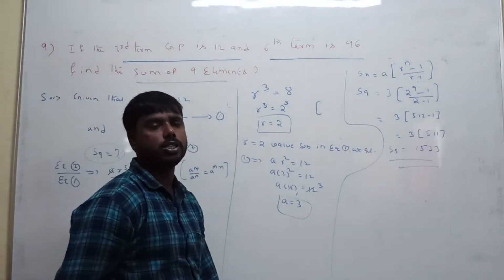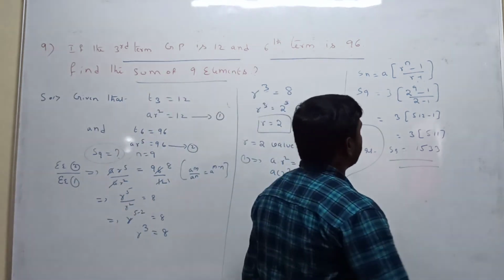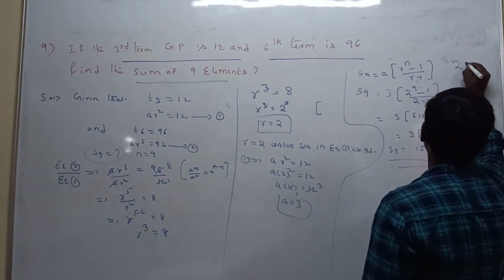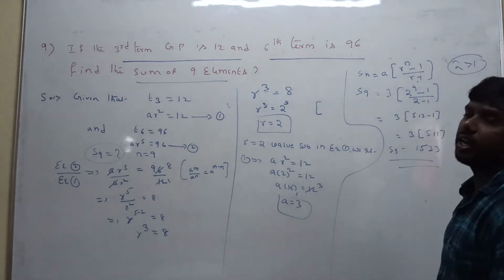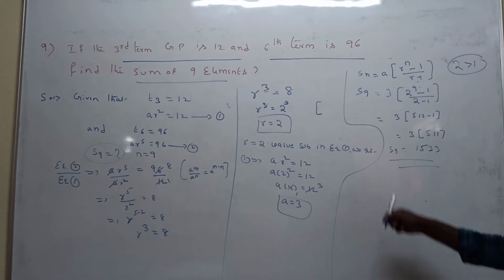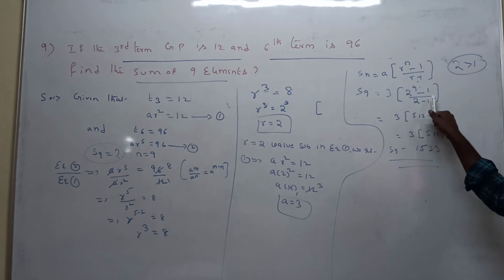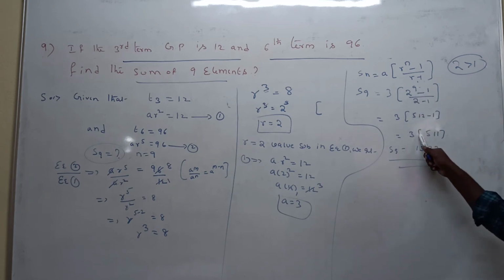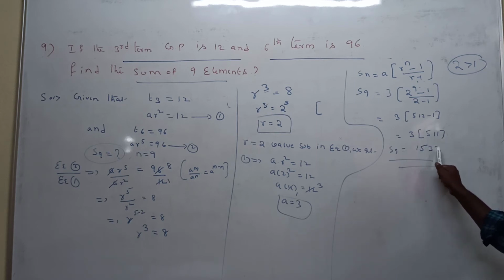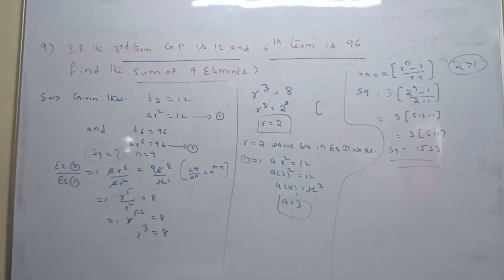Next, to calculate the sum of the 9 elements, the second form is applicable because the r value 2 is greater than 1. Sn is equal to a into (r to the power of n minus 1) by (r minus 1). Now substitute the values: a is 3, r is 2, so 3 into (2 to the power of 9 minus 1) by (2 minus 1). 2 to the power of 9 is 512, minus 1 is 511. 3 into 511 is 1533. Finally, we got the sum of the 9 elements as 1533. Everyone understood? It is clear?